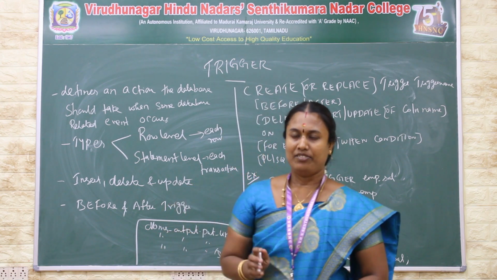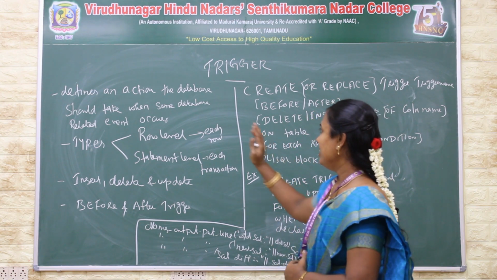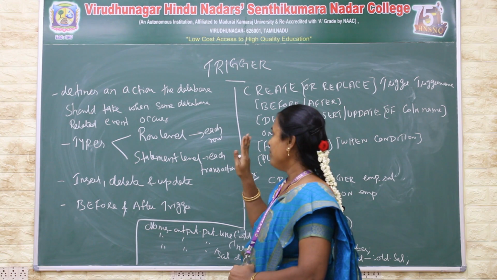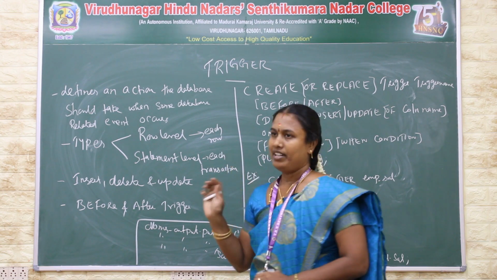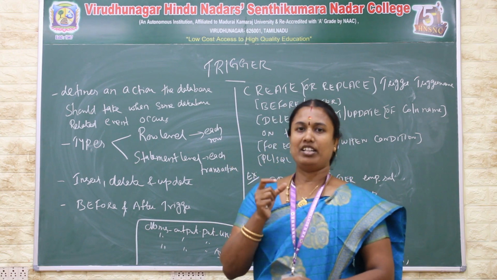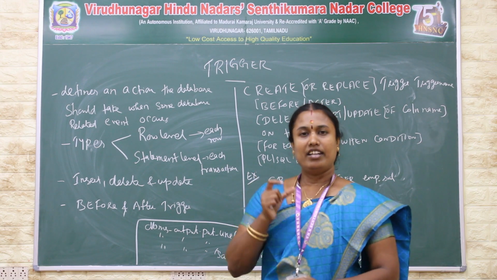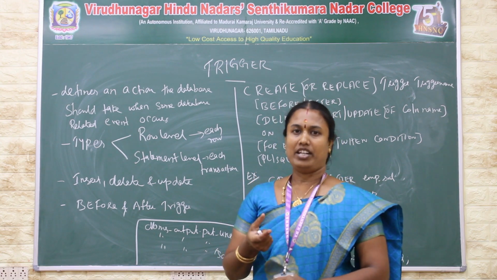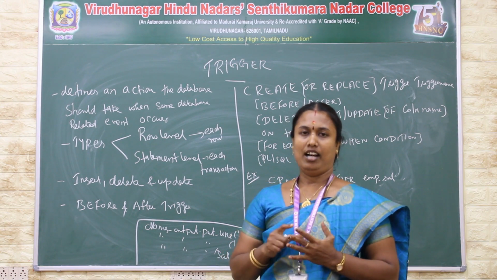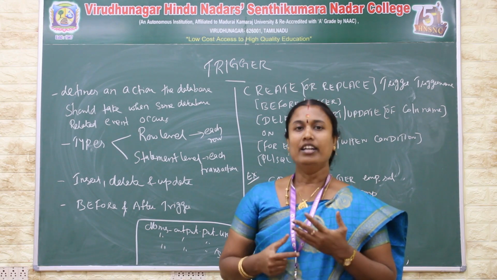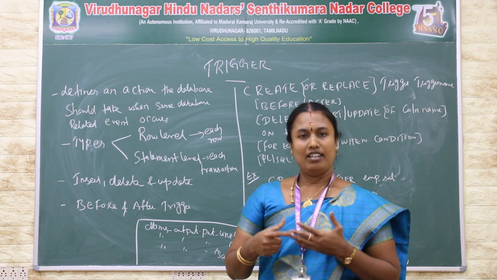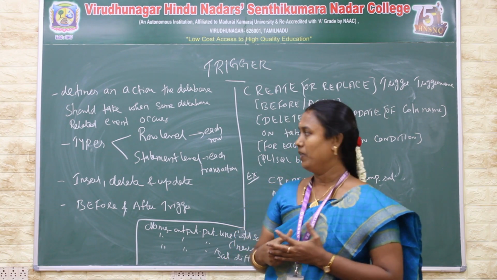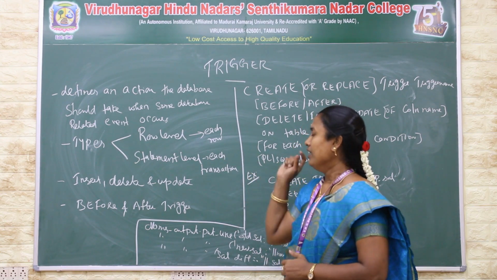So let us move on to the definition. What is trigger? Trigger defines an action the database should take when some database related event occurs. For example, as already mentioned, triggers are stored procedures. The tasks we can apply them to are insert, delete, and update. These three possibilities we can make in our stored table. That time we can apply the triggering concept. Okay, so that is how we define it.